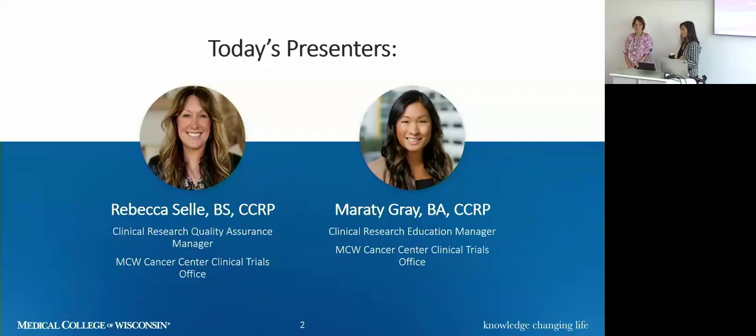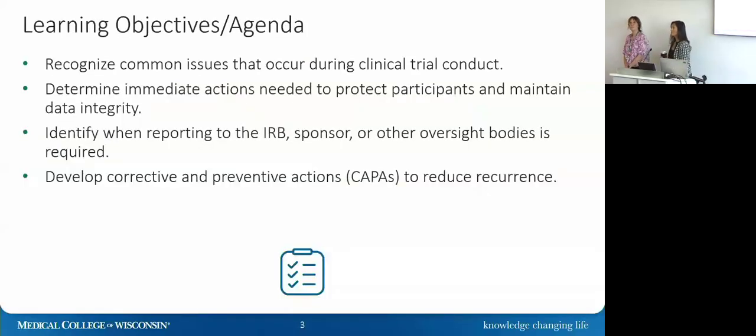Today we're just going to talk to you about when things go wrong, right? What do we need to do? And sometimes I think first you need to not panic and just really walk through it. First, recognize what the issue is. So we're going to talk about some common issues that might come up during clinical trial conduct. We'll talk about what you need to do. So again, don't freak out, recognize it. What are the immediate actions you need to take to respond to it? We're also going to talk about why we need to do that, right?